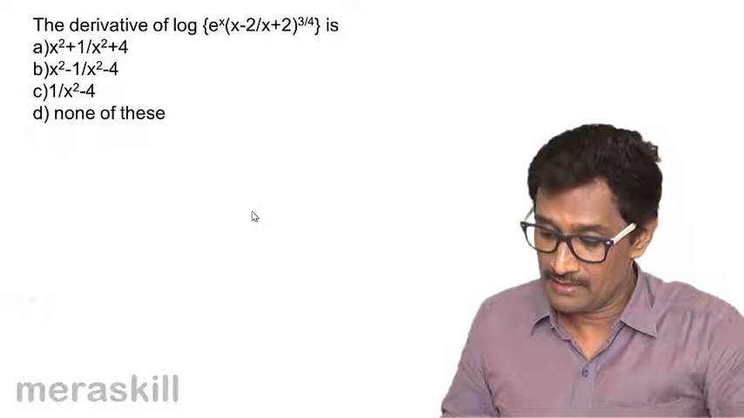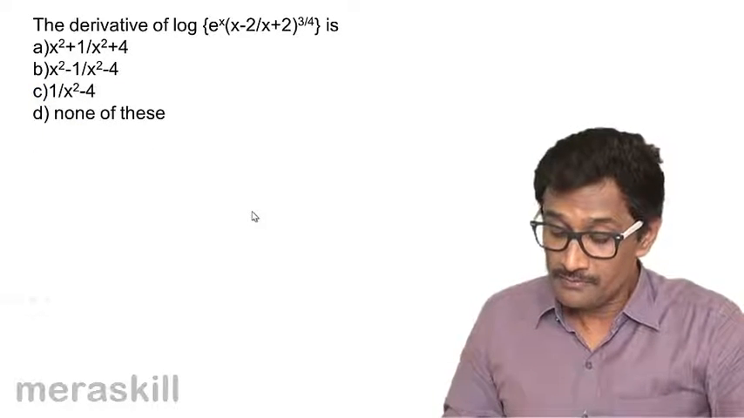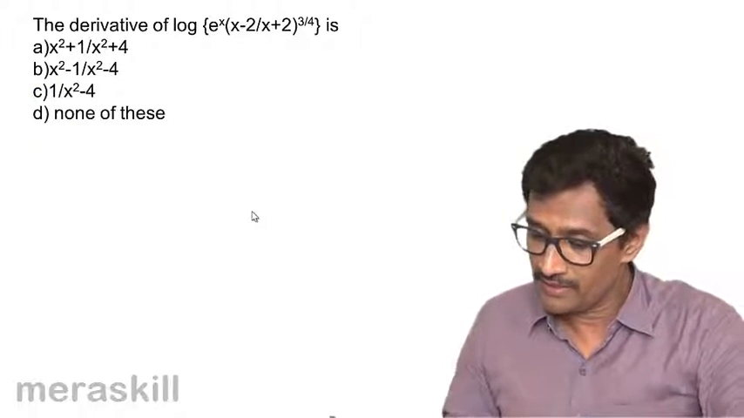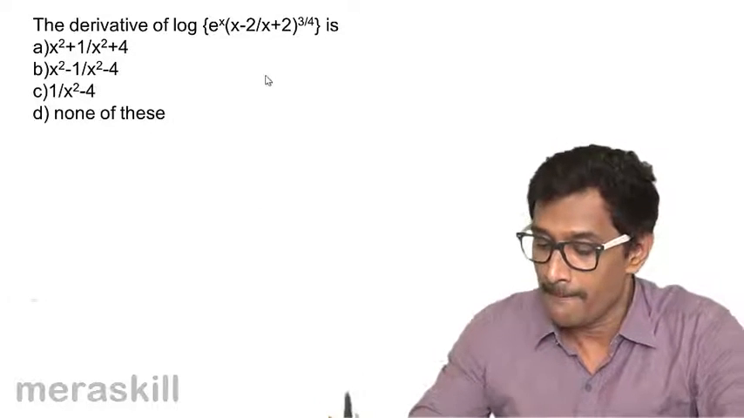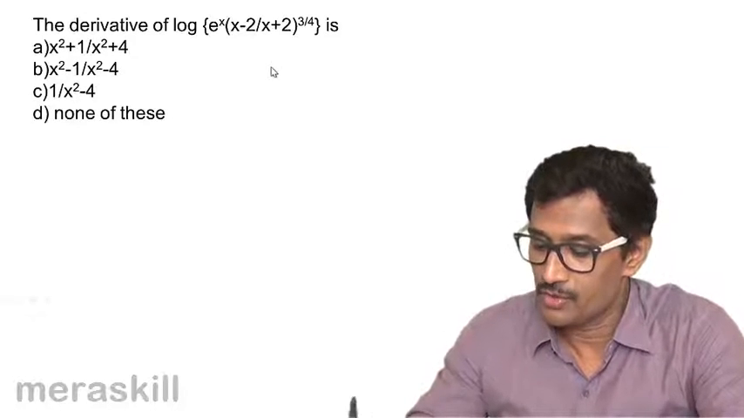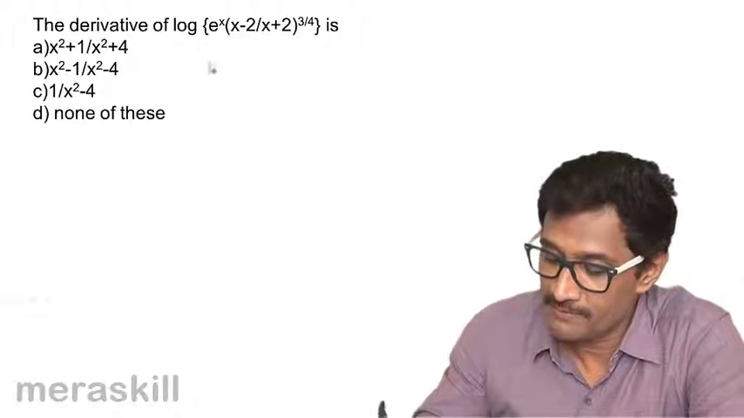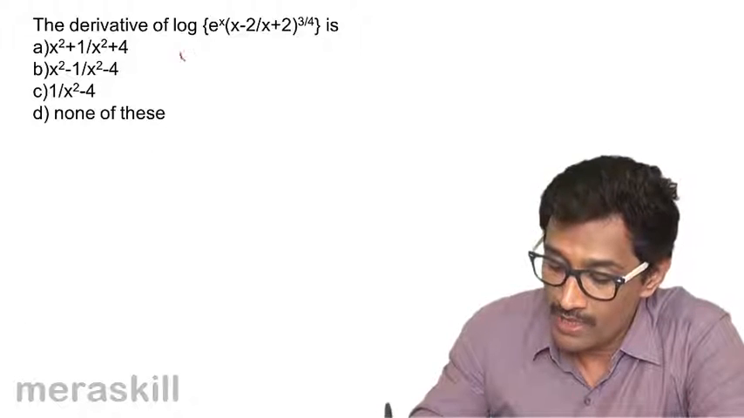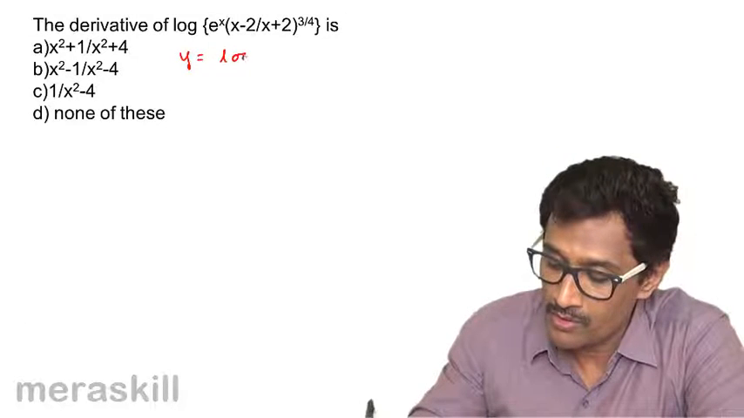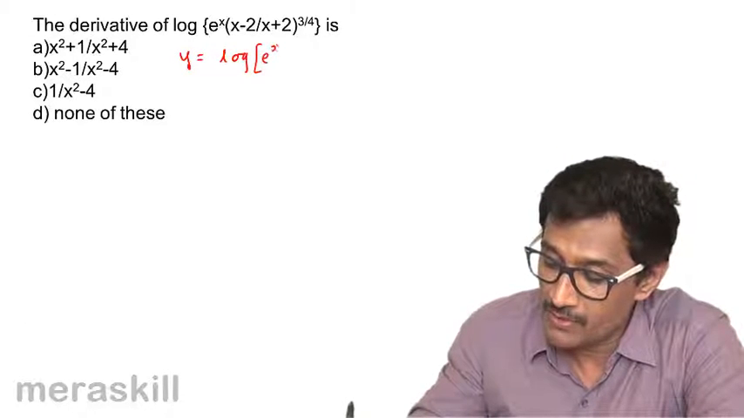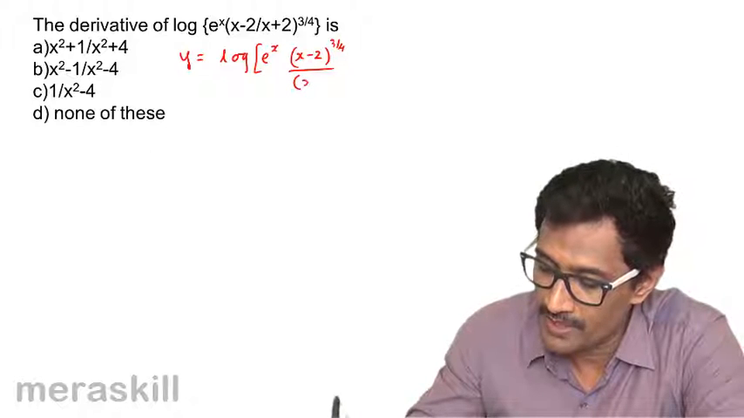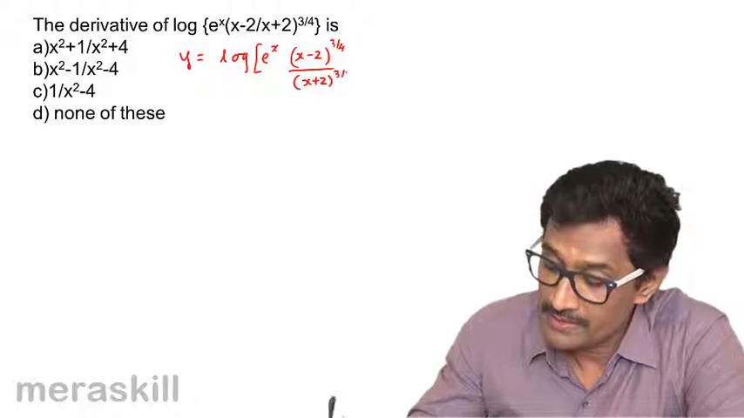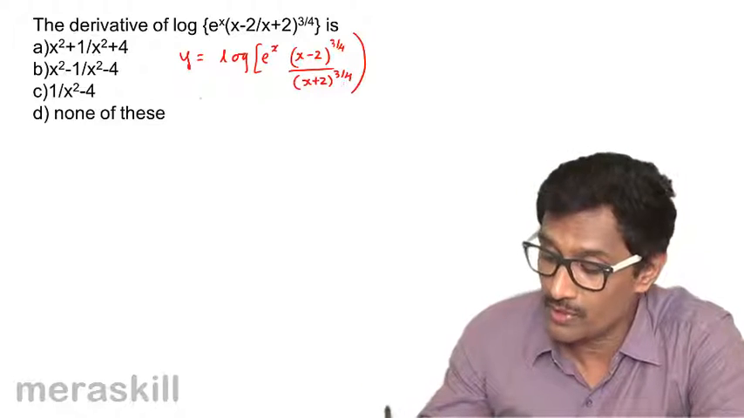Okay. Alright. Now we have a very interesting thing over here. You have log e raised to x is so and so. Okay. So let's simplify this. So y is nothing but log of e raised to x into x minus 2 raised to 3 by 4 the whole. So hence this will also be x plus 2 raised to 3 by 4. So we use the rules of logarithms here.